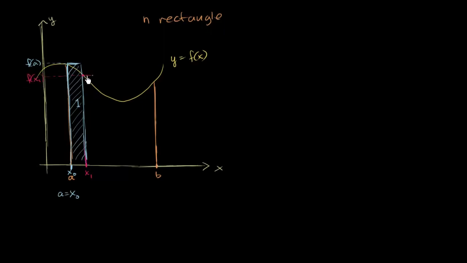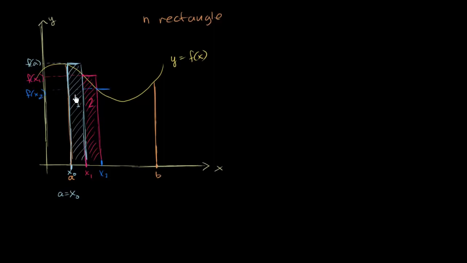And we want an equal width to the previous one. And we'll think about what the width is going to be in a second. So this right over here is our second rectangle that we're going to use to approximate the area under the curve. That's rectangle number 2. Let's do rectangle number 3. Well, rectangle number 3, the left boundary, we're just going to call that x sub 2. And its height is going to be f of x sub 2.